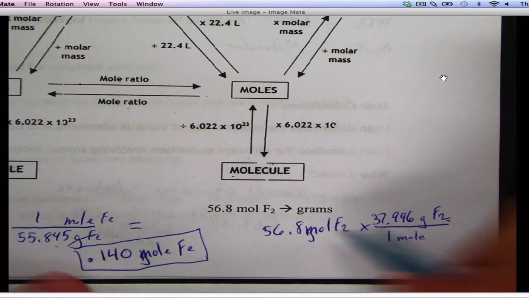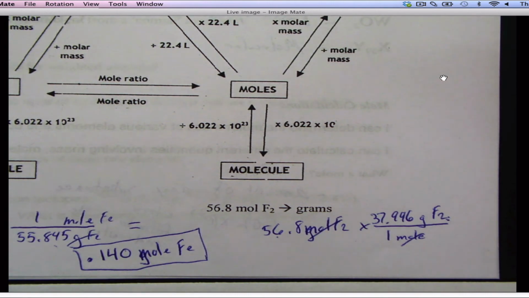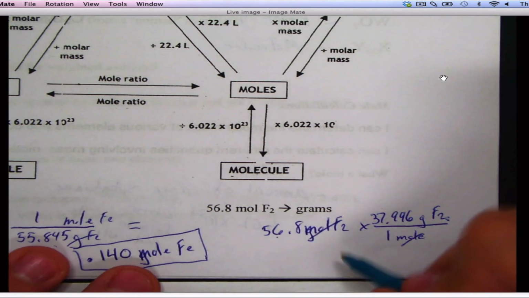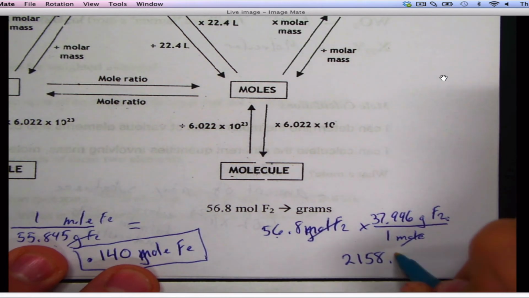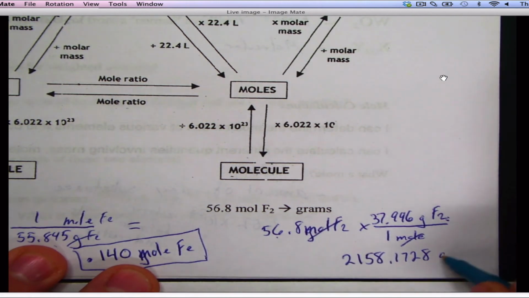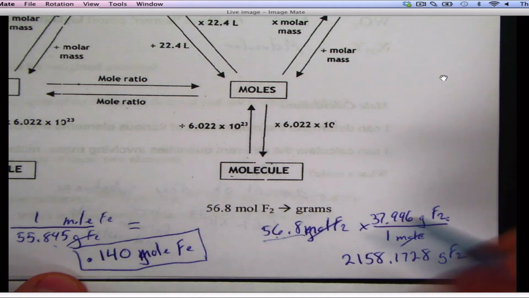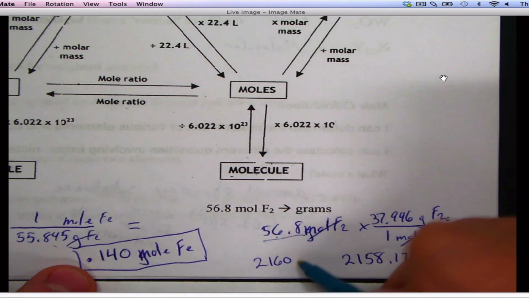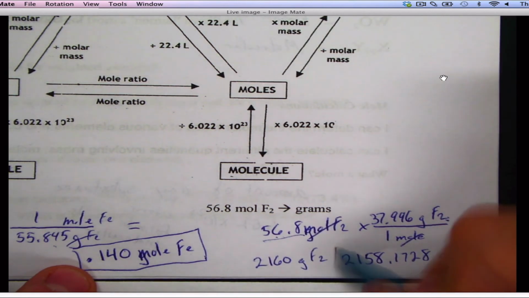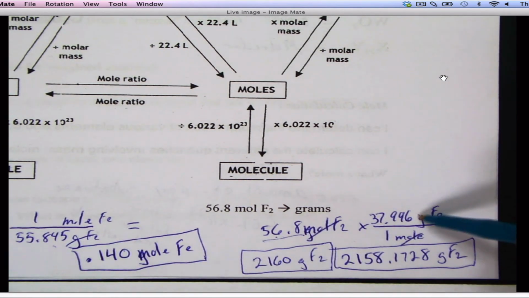Now we pick up the calculator. Moles of F2 cancels out. Now 56.8 times 37.996 equals, and your answer should be 2158.1728. That's grams of F2. But sig figs would tell us that we only need 3 in our answer. So when we talk about sig figs, the answer should be 2160 grams of F2. Here's your calculator answer, and here's your significant digit or sig fig answer. Remember, that's my formula mass or my molar mass.